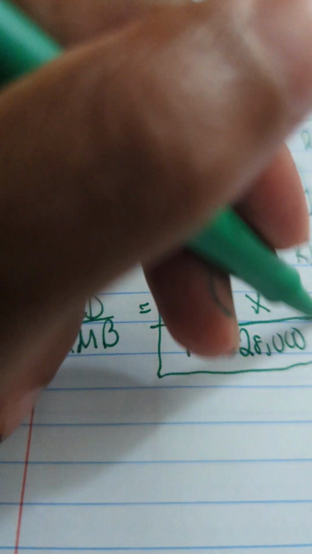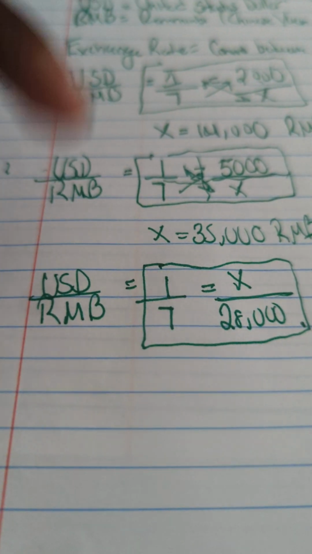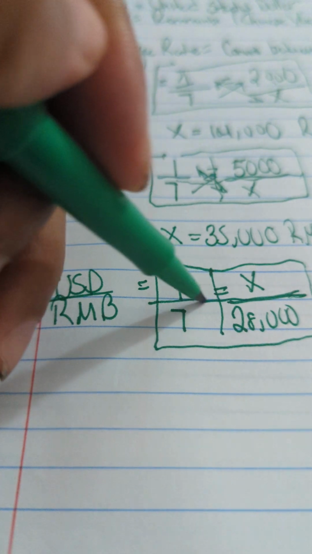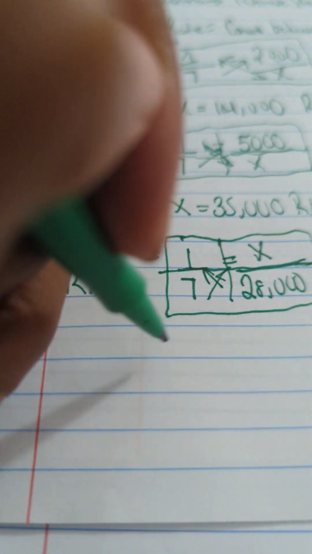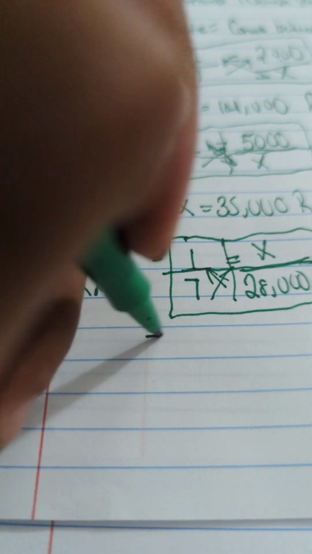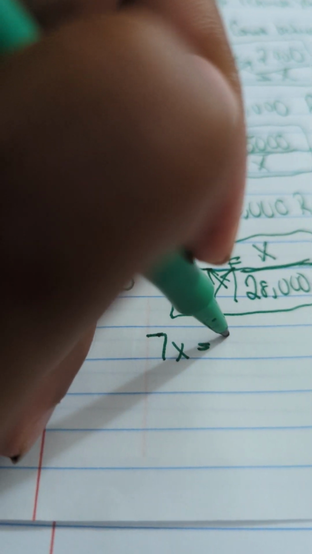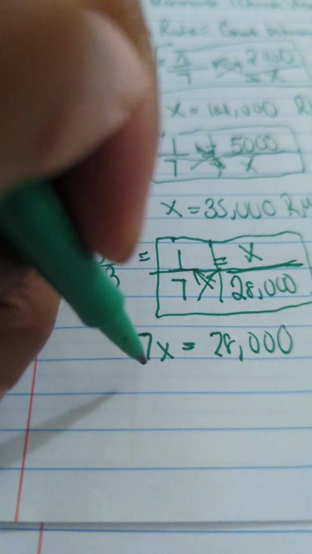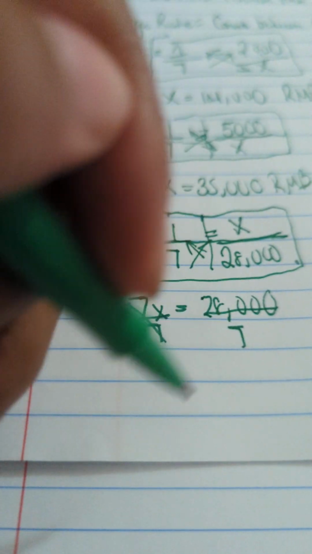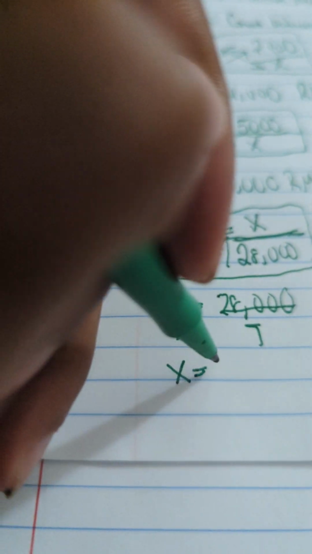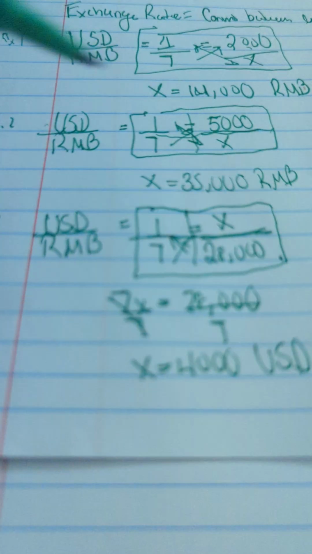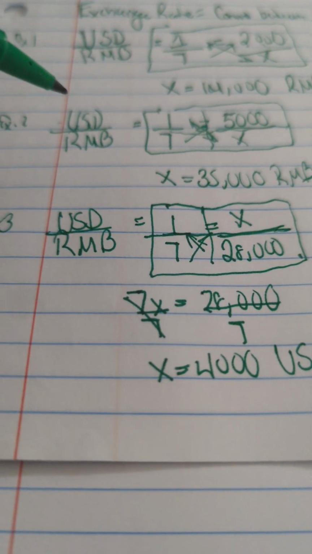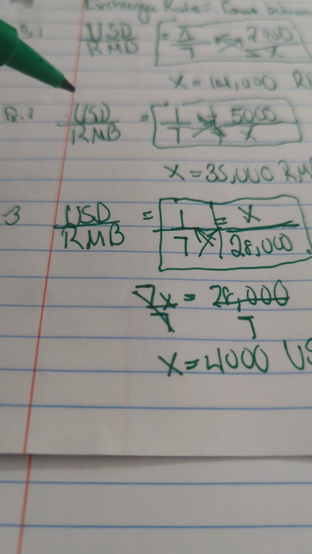It's not in the same location, because we're trying to find something different, right? So we do the same thing. I have 7 times X, which is 7X, and I have 1 times 28,000, which is 28,000, right? And we have to divide by 7. When we divide by 7, 28,000 divided by 7 is 4,000. But in this case, it's 4,000 US dollar, because we are trying to find how much it is in US dollar.